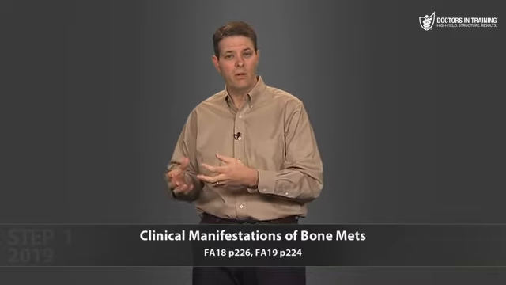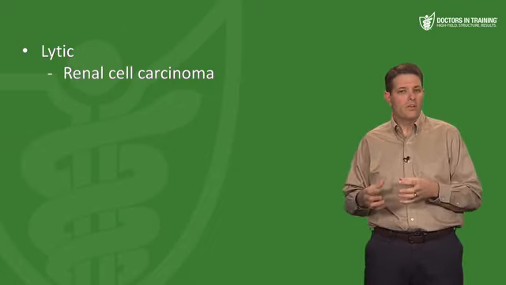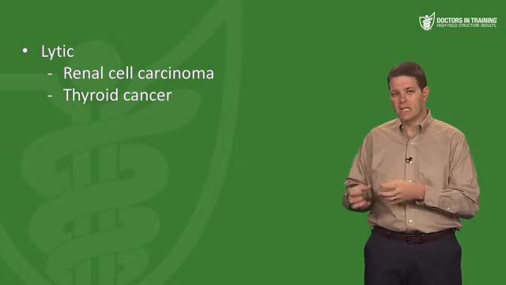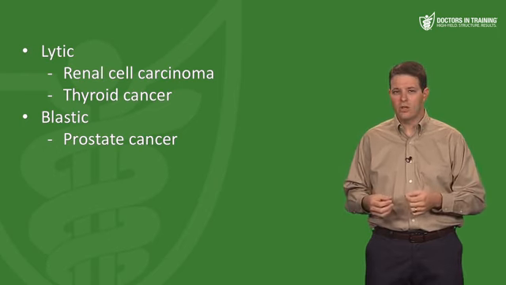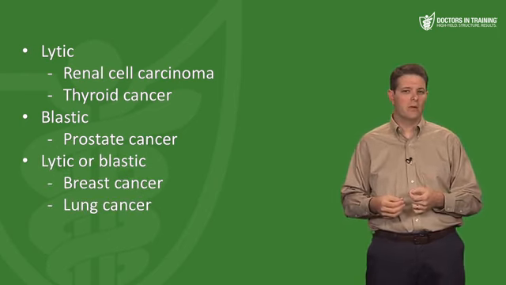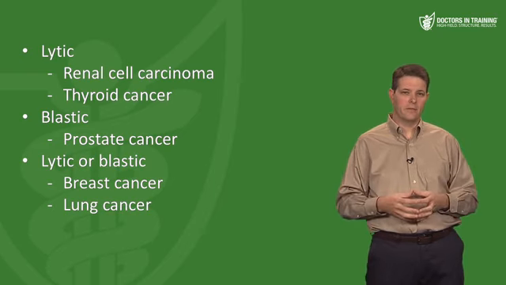Now clinically, it's important to know that some of these are lytic bone lesions, which means they're breaking down the bone at the site of the mets, kind of like we saw with osteoclastoma. And then some bone mets are blastic. They actually build new bone, but that new bone is disordered and weak and it fractures easily. So renal cell carcinoma mets and thyroid cancer mets to the bone tend to cause lytic lesions. Prostate cancer causes blastic lesions. And then breast cancer mets and lung cancer mets to the bone can either be lytic or blastic.